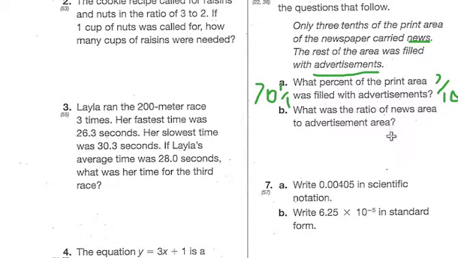What was the ratio of news to advertisement? So first is news. We have 3 to advertisement. And there's a couple ways you could write this. You could write 3:7 or 3/7, but that's what it should end up getting.